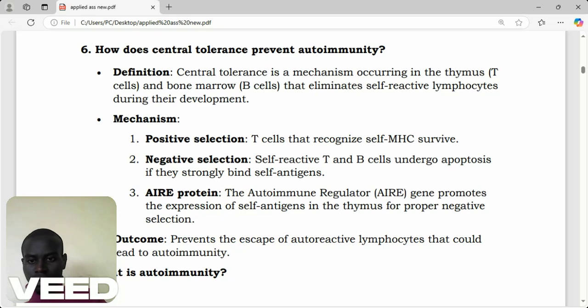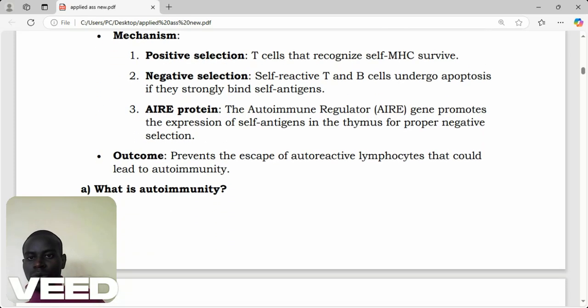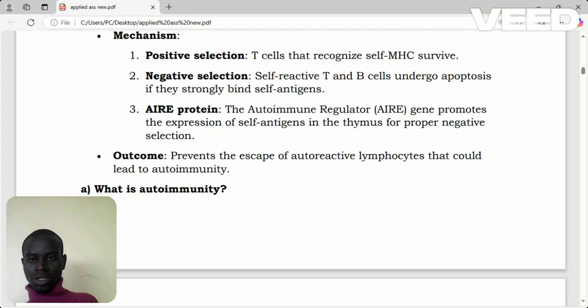The third one is the AIRE protein, the autoimmune regulator gene, which promotes the expression of self-antigens in the thymus for proper negative selection. As the outcome, this prevents the escape of autoreactive lymphocytes that would lead to autoimmunity.